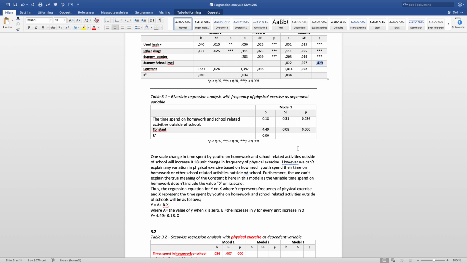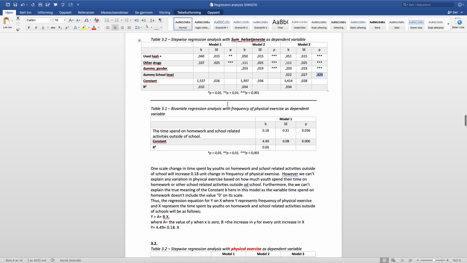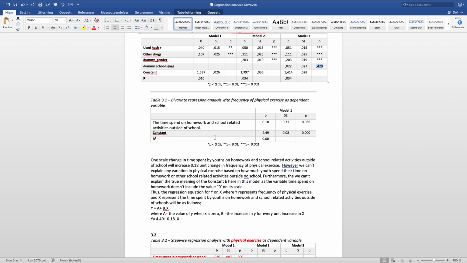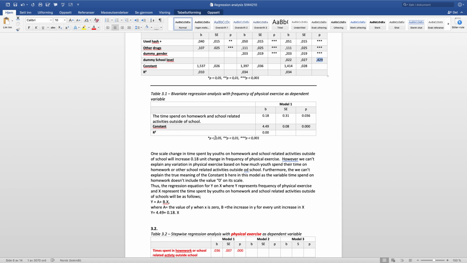So, bivariate analysis with the frequency of physical exercise as dependent variable. This student has been looking at how often one exercises. As far as I can see, the student hasn't included how these variables are measured, but I'll do my best to interpret anyway. So the time spent on homework and school-related activities outside school, since I don't know how this is measured, it's a bit intriguing, but I would assume this goes from spending not so much time to spending a lot of time on activities.